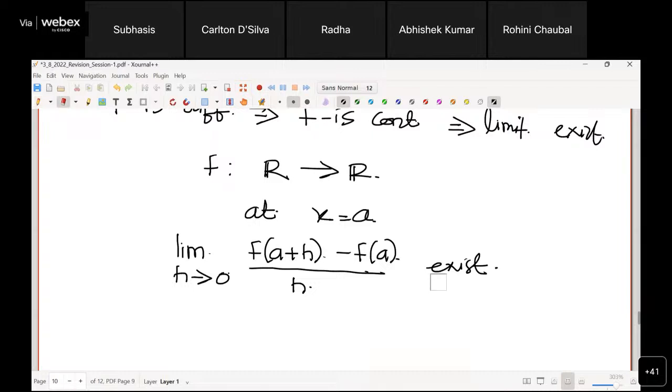Yeah, so if this limit exists, then we denote this limit as f dash of a. Okay, this is basically the derivative of this function at x equal to a. If this limit exists, then we denote it as f dash of a, that is basically the derivative of the function at x equal to a. Okay.